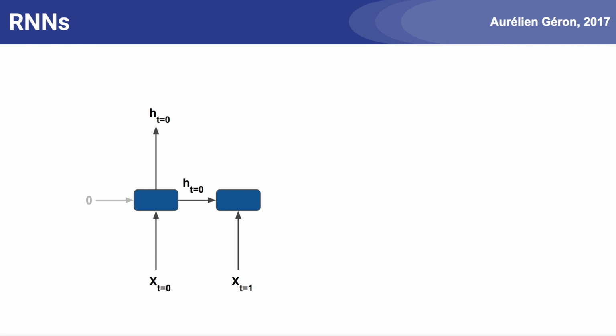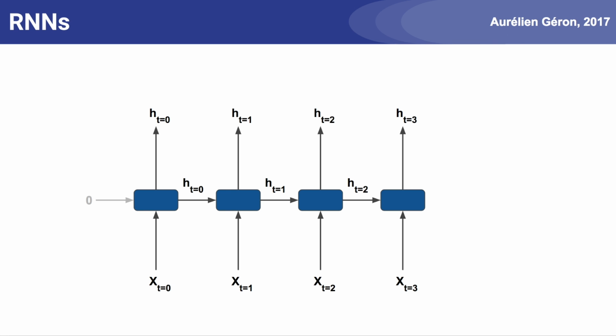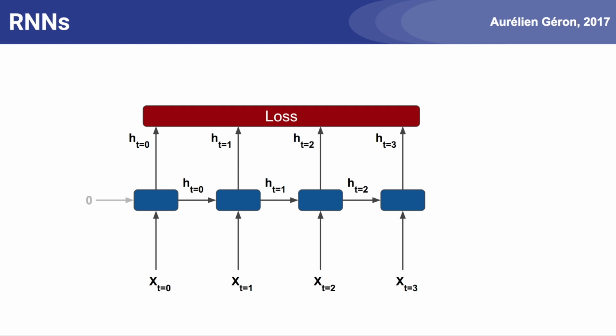To be clear, these 2 boxes represent the same recurrent layer at 2 points in time. Then it outputs ht equals 1, and we could go on and on and on. However, during training, we have to stop at one point, or else we will run out of memory. We can then compute the loss based on the outputs produced so far, and we can perform backpropagation. And finally, we can update the parameters of the recurrent layer. This technique is called truncated backpropagation through time.